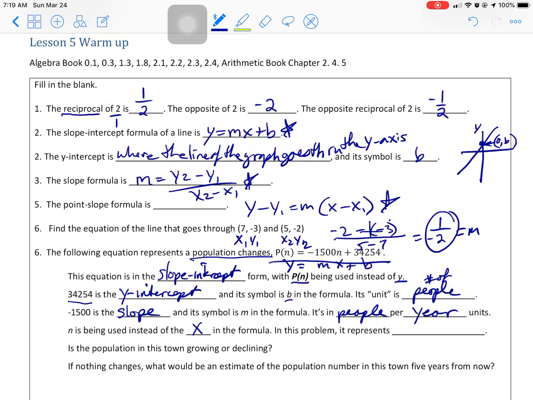This problem represents growth rate, declining. So let's put growth. In this problem, it represents, hang on. Stay on task here. N is being used instead of x in the formula. In this problem, the x represents the number of years. Is it growing or declining? It's declining because our slope is negative.